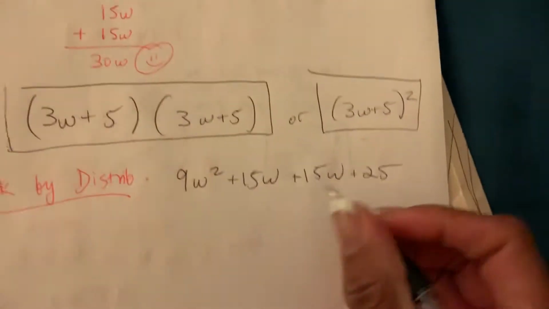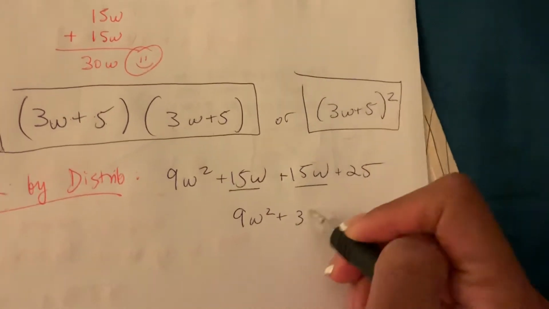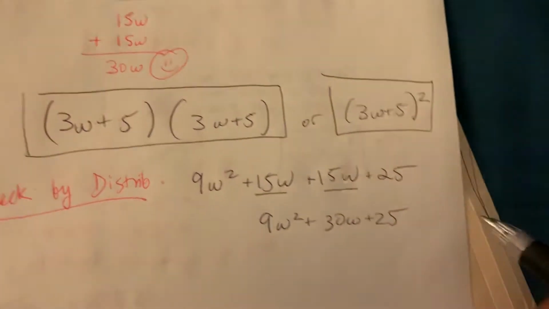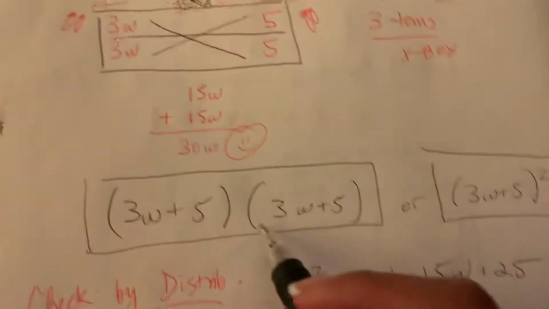25. Notice the middle terms can be combined, so you get 9w squared plus 30w plus 25. And what do you know? This is what we started off with. So therefore, this factoring works.